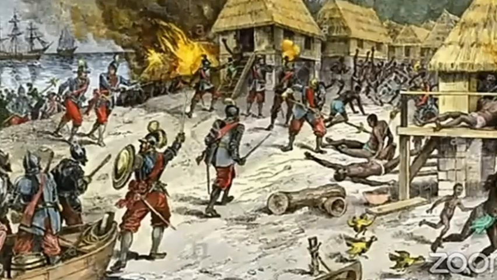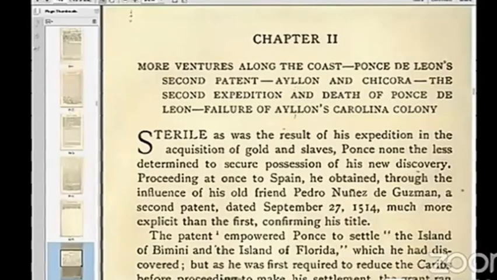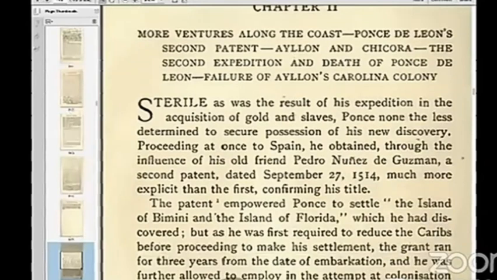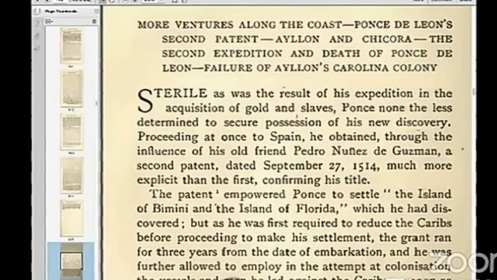So we're in chapter 2 of this book, and it begins by continuing from the last chapter. It was talking about Ponce de Leon, one of the first Spanish colonizers, if you guys don't know. He actually made it to Florida, one of the first so-called Spaniards to make it to Florida and discover it, supposedly, right? And some of the islands there, like Bimini and other islands near Florida. So it says here, sterile as was the result of his expedition and the acquisition of gold and slaves. So he was trying to get gold and slaves because he had heard of the Fountain of Youth and gold and all these legends of Florida, all right?